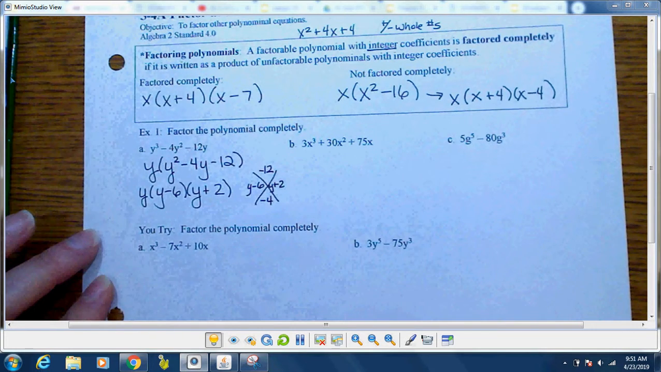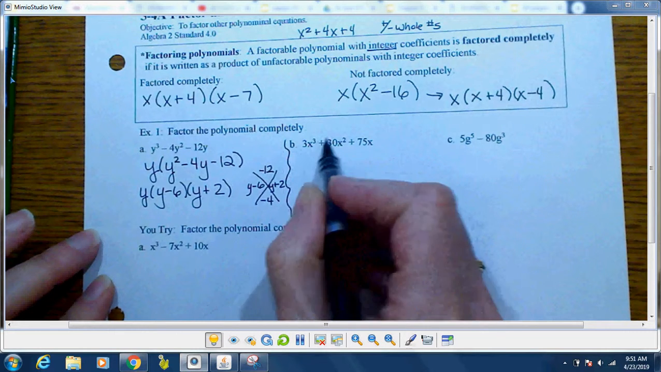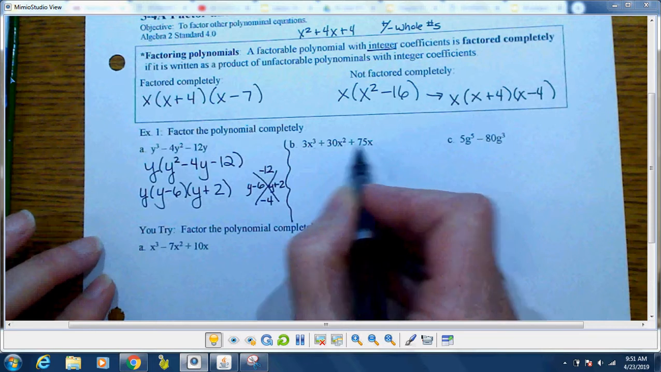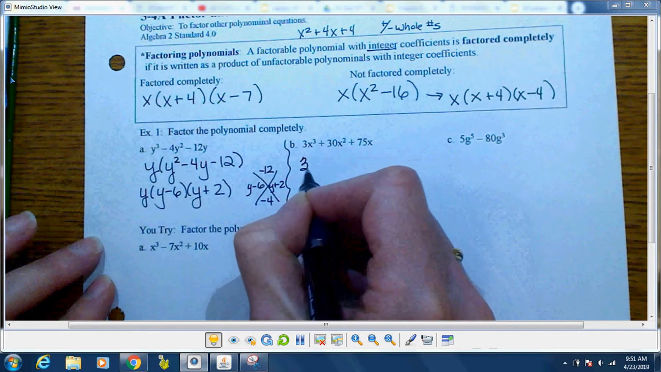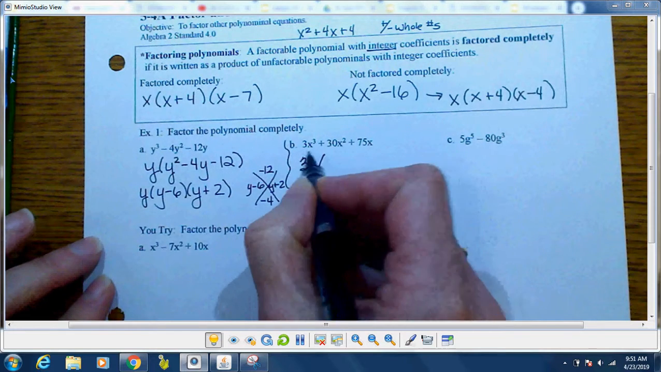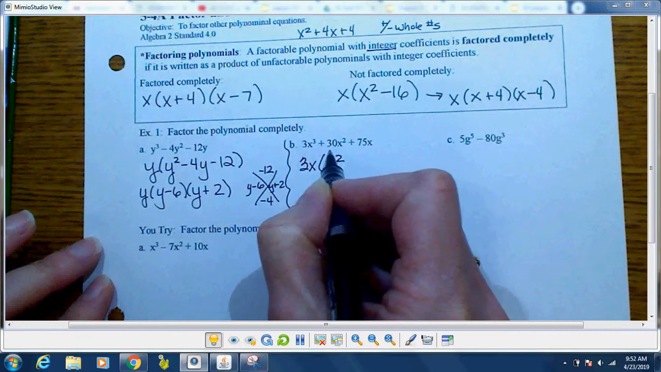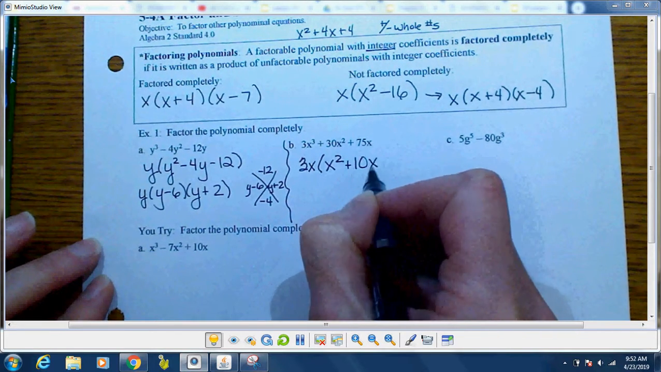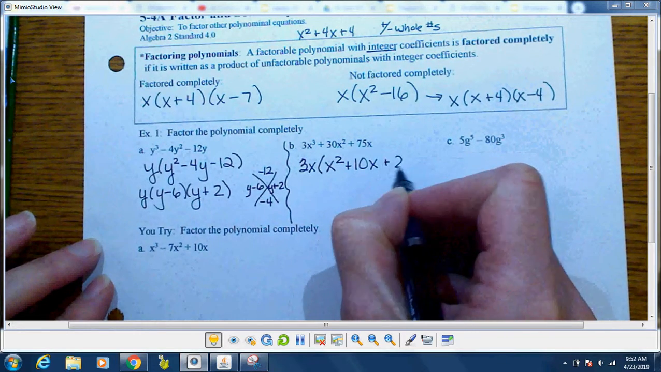Okay. For part B, 3x cubed plus 30x squared plus 75x. Okay, the first thing I can factor out of all three of these terms is a 3 and an x. They all have that in common. So if I factor that out of 3x cubed, I get x squared. If I factor it out of 30x squared, I get positive 10x. And if I factor it out of 75x, I get positive 25.